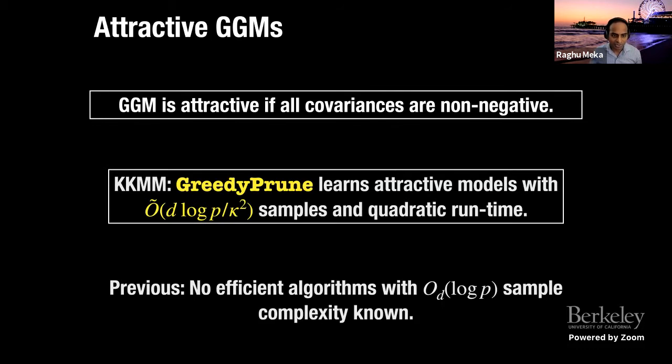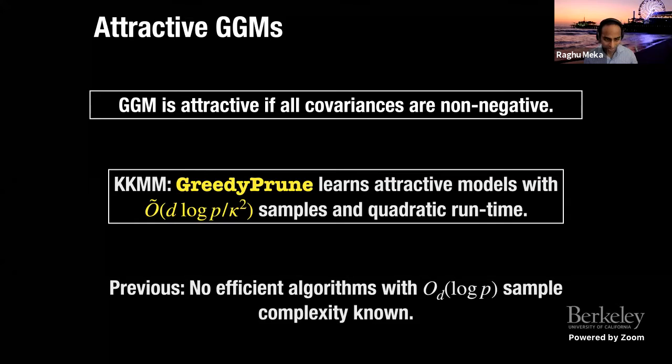And one of the results that we show is that there's a simple algorithm that I'll call greedy prune, and we'll see it in a little bit. It learns attractive models with sample complexity that is d log p over kappa squared. So the dependence on p is logarithmic, the dependence on kappa is also right, 1 over kappa squared, and there's a multiplicative d in front. And the runtime is quadratic.